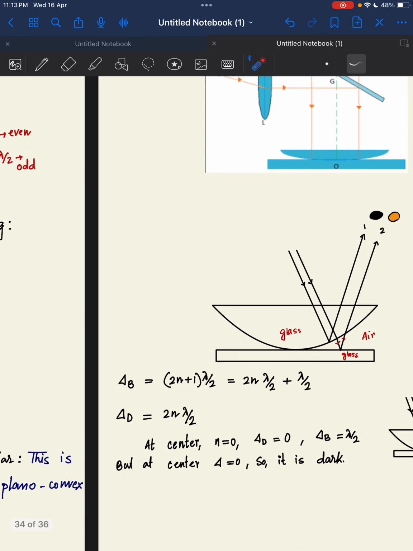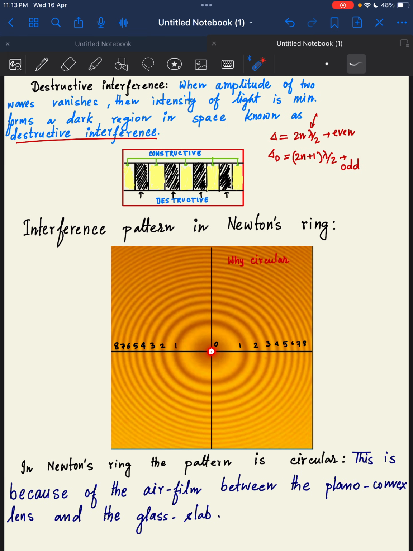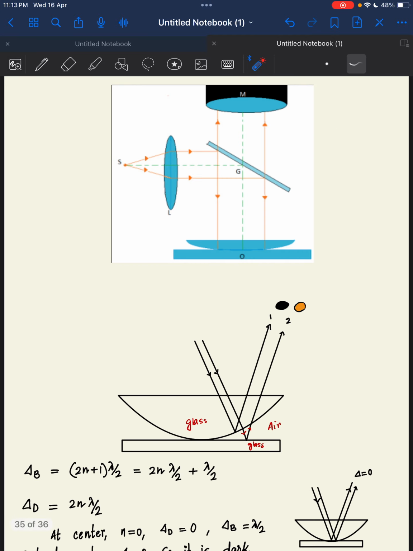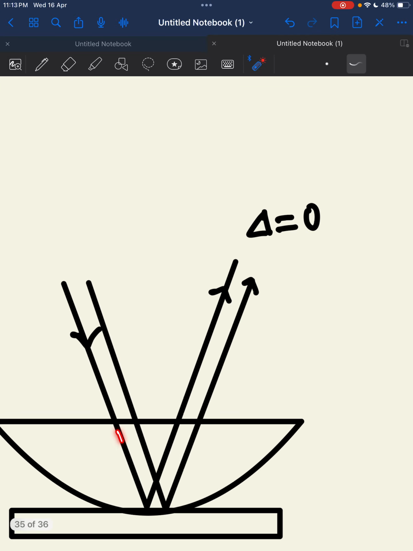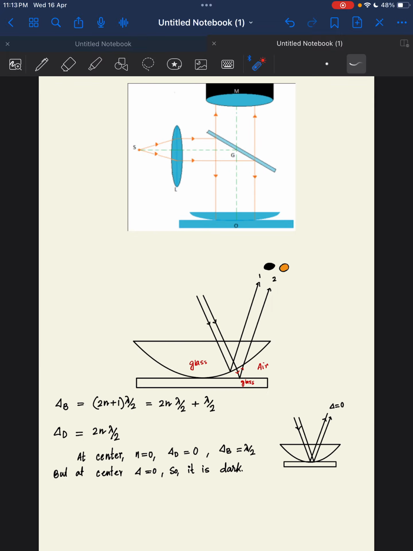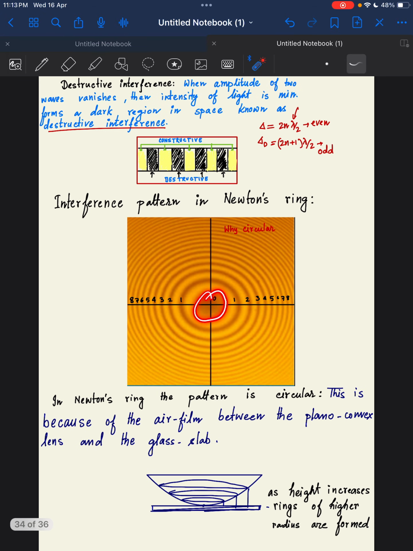So ideally on the screen we will have a dark spot here, but this is a fuzzy extended region of dark. Why is it so? Let's say another ray, you look at this picture, is coming from here, another ray is coming from there. This is a small path difference. So this small path difference will also be close to 0. So rays coming from here, here, here and here, all these regions will have a path difference close to 0. So they will interfere destructively and we will have a dark region on the screen. So that is why the center is dark.